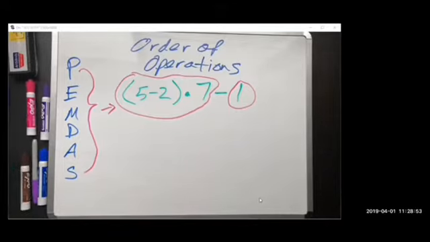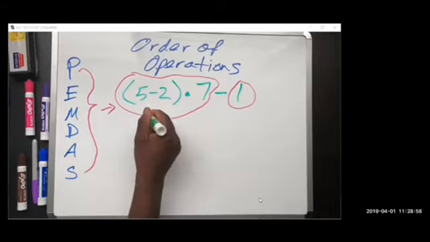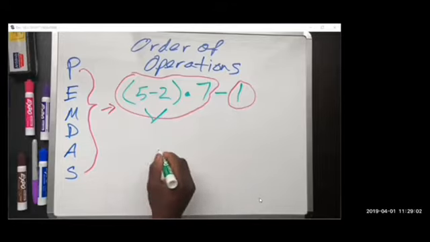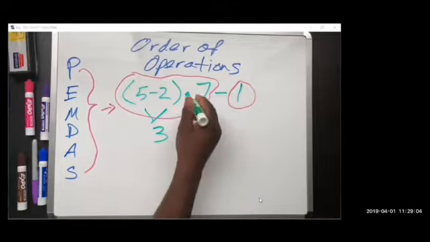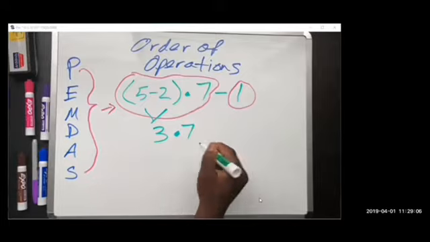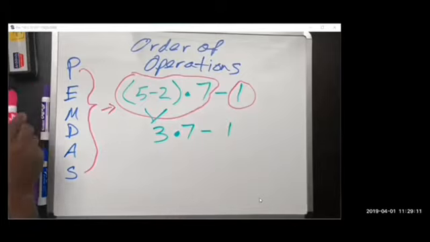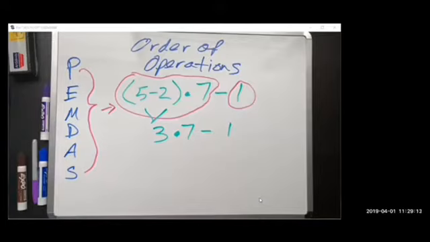So according to PEMDAS, we do what's in parentheses first, right? So we subtract 5 minus 2, which gives us 3, bring down times 7, bring down the minus 1. Once again, we have our terms. Again, for the sake of this problem, I'm just going to circle the terms again.